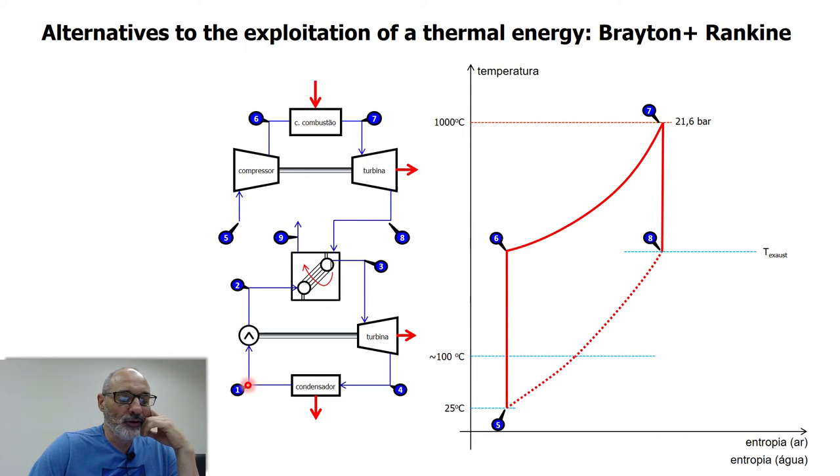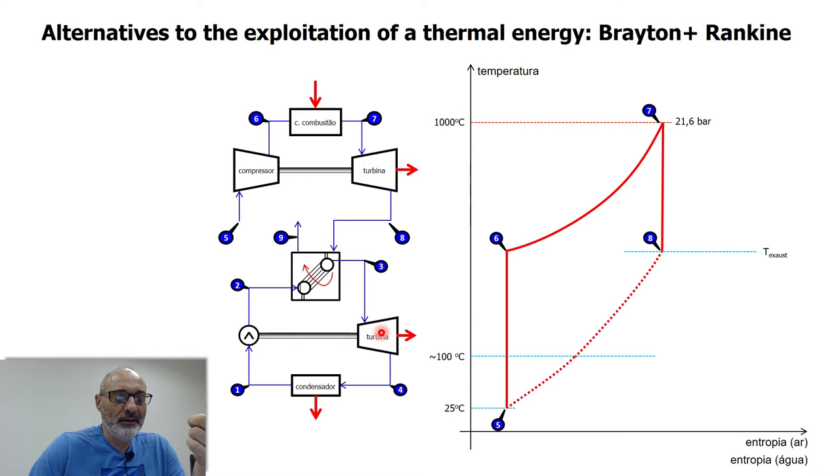You have cold water here, low pressure. Then you compress with a pump. Okay, you pump your water. In this point here, you have high pressure, low temperature. So water is heated in the regenerative boiler. So you have here at point three, high pressure, high temperature water in the form of steam, actually.